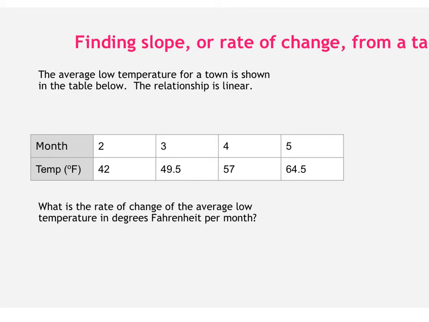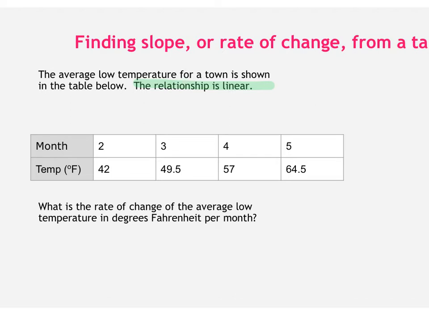All right, so we have the average low temperature in a town shown in the table below, and they tell us that the relationship is linear. So that means if it's linear, we know that if we put these points on a graph, they're going to fall into a straight line.